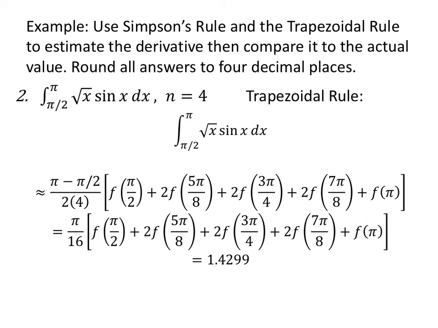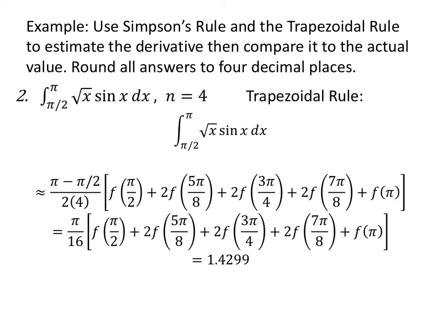The integral from pi over 2 to pi of the square root of x sine of x dx when n equals 4. Trapezoidal rule to approximate this. We'll have b minus a, so pi minus pi over 2 times n. N is given to us as 4. f of pi over 2 plus 2 times f of pi, 5 pi over 8, and so on, right? So I'm dividing it by 4. I'm going to increase by 8ths each time because of this distance.